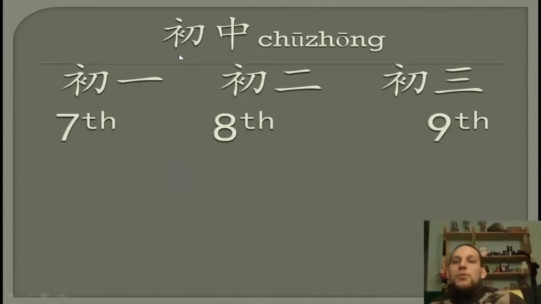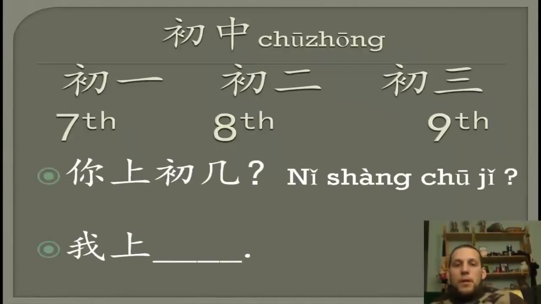Alright, moving on to 初中. We have 初一. Right, so we have our middle school, our first year in middle school. 初一 would be the equivalent of our 7th grade. Then we have 初二, that's the second year in middle school, would be our equivalent to our 8th grade. And finally, 初三, the third year in middle school for Chinese students would be equivalent to our 9th grade here in the US.